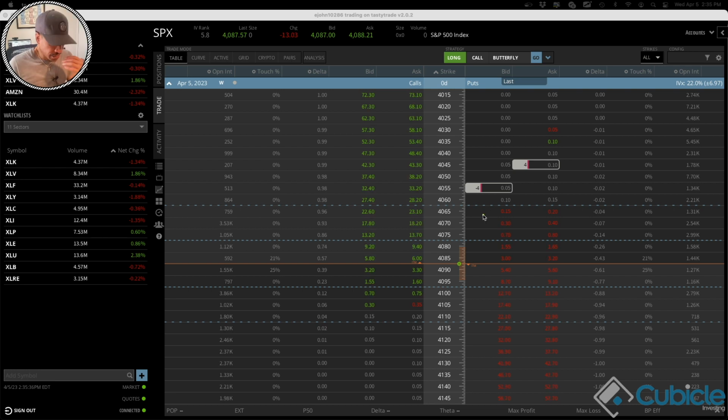So today, I'm on the put side. You can see here, I've got a vertical put credit spread on the put side, where I sold the 40.55 and I bought the 40.45. I put this trade on roughly around, give me a second here, things popping up. I put this trade on actually at 12 o'clock.